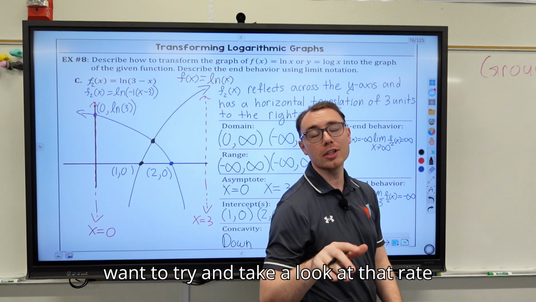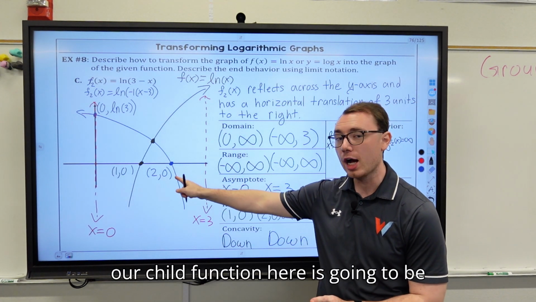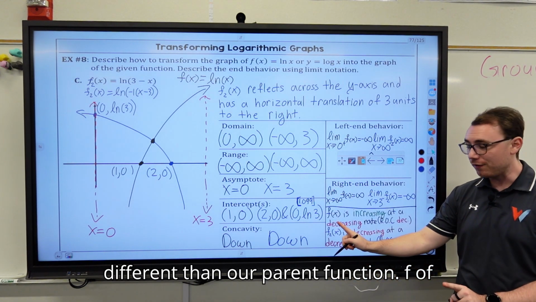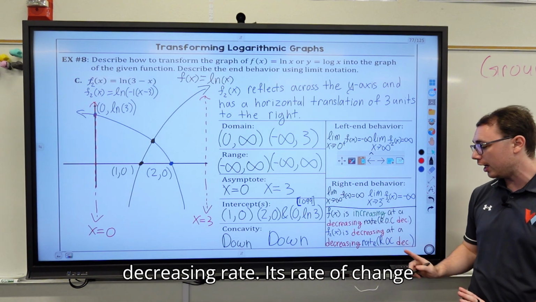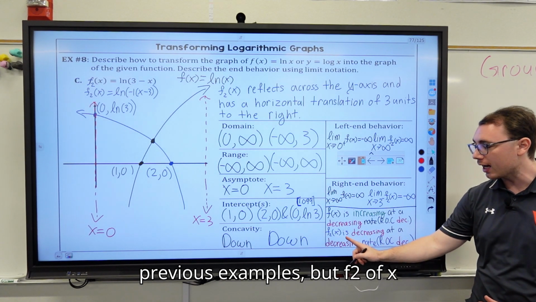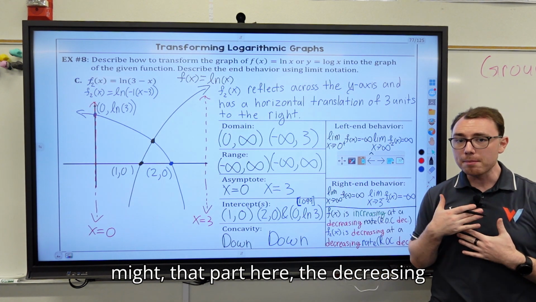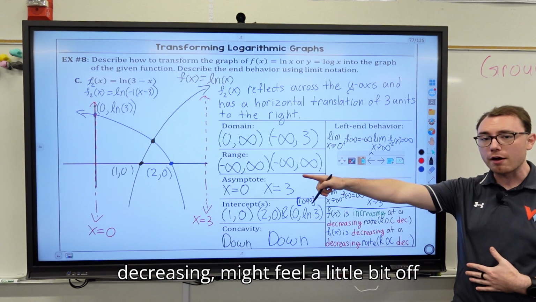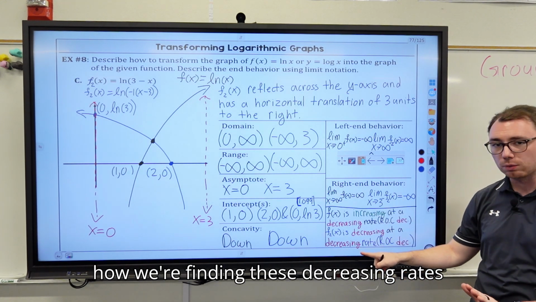Now we want to try and take a look at that rate of change description. Notice how our child function here is going to be different than our parent function. F of x is increasing at a decreasing rate. Its rate of change is decreasing. Still the same from the previous examples. But f2 of x is decreasing at a decreasing rate. And that part here, the decreasing rate, where the rate of change is decreasing, might feel a little bit off for this graph here. I want to go into how we're finding these decreasing rates here.